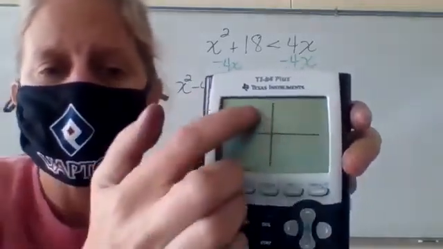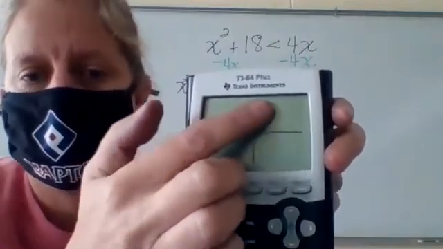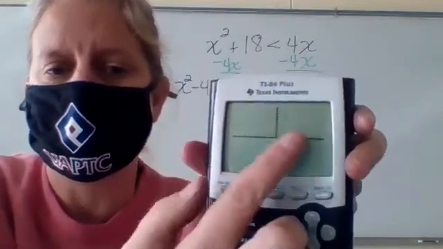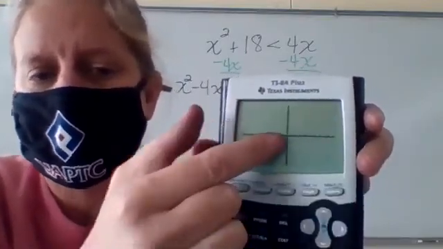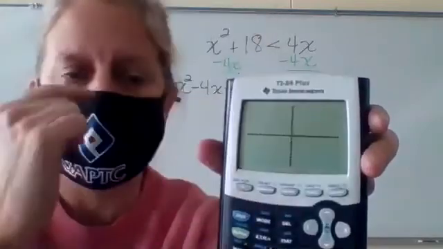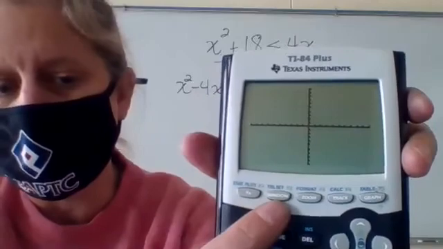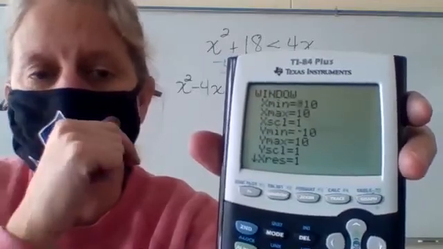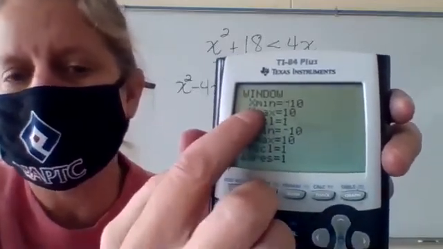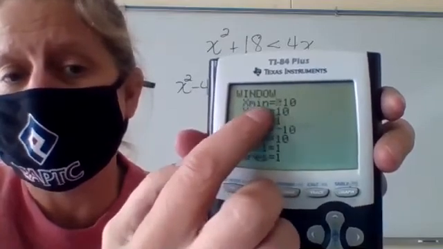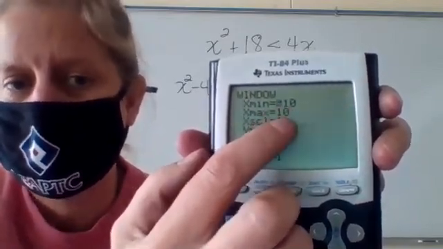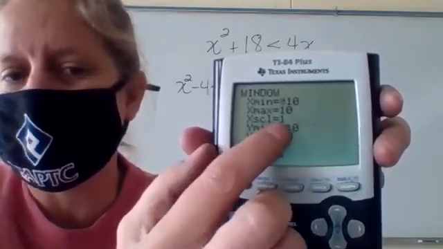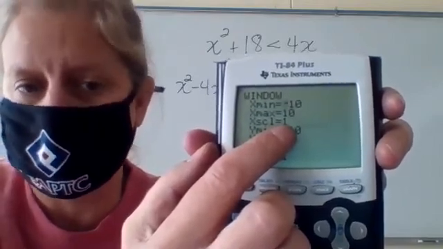What that means is that it's just not in this window. So I want to change my window to make my x-axis go farther this way and farther that way, and my y-axis to go farther down and farther up. So go to your window right here. Here's why your window shows what it shows. It's saying you want the x minimum, the minimum value on your x-axis, to be at negative 10, and the maximum value of your x-axis to be at positive 10. This is your x scale. That means you want your hash marks to go by ones.